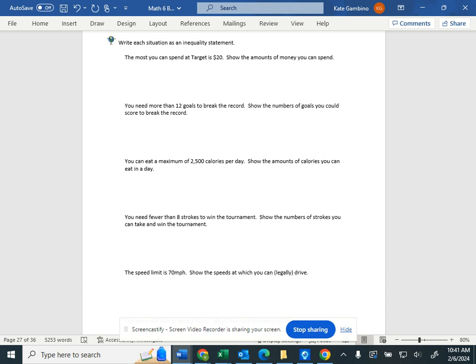So our first one says the most you can spend at Target is $20. Show the amounts of money you can spend. What are our key words in that example? Marina? The most. Yeah, the most you can spend at Target is $20. What do you think our inequality statement's going to look like? Melanie?